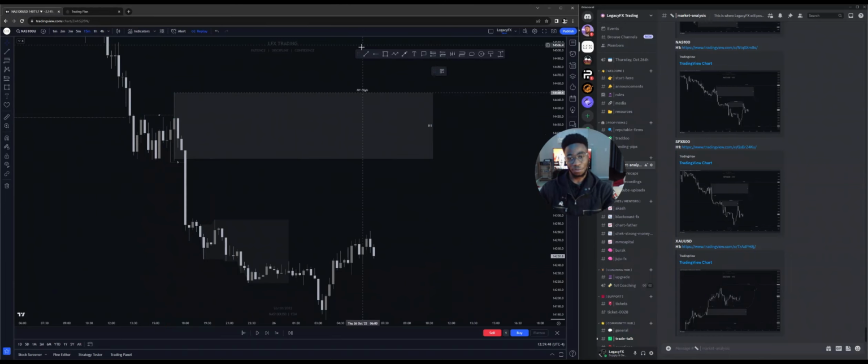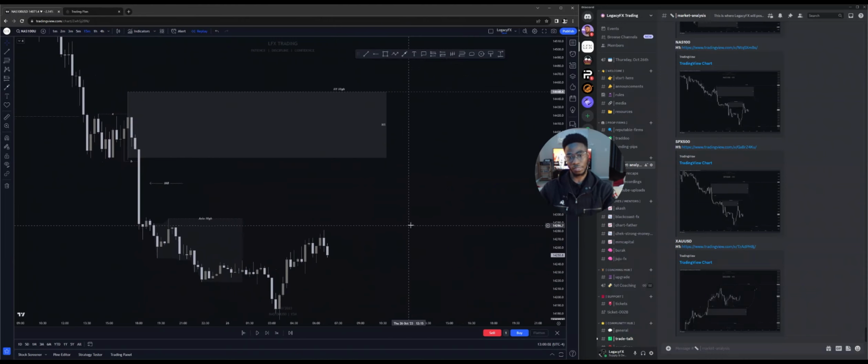And need not mention, we have the Asia session right beneath it. We have the Asia session high up here, right? And there's also imbalance over here. So this whole setup meets every single thing within my playbook, and is a very high probability setup in my eyes.